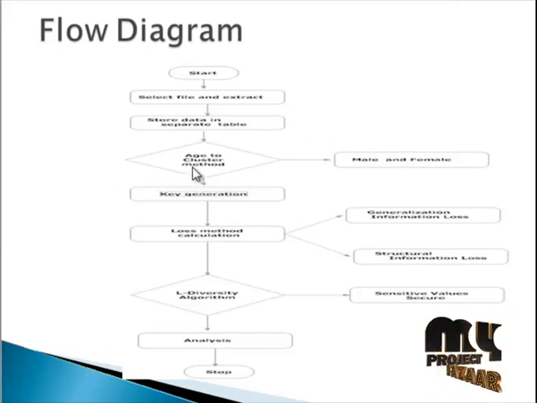Next step goes to generation of key. After the generation of key, we have the loss method calculation. The loss method of calculation consists of two kinds of information. First one is the generation information loss details. Next one is the structural information loss details. So next step goes to the L diversity algorithm. This algorithm is for securing the sensitive data.